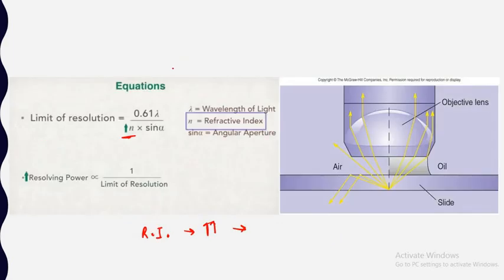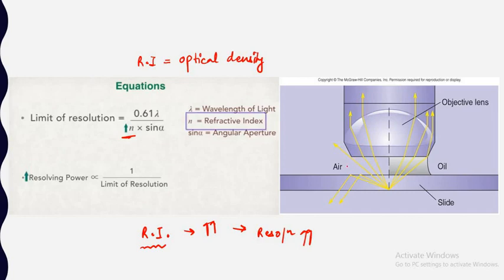Next is your refractive index, which you can represent as RI. The more your refractive index, the more the resolution. For simplification, you can take refractive index as optical density. This is the main reason we are using oil. Immersion oil is used in observing some of the specimens. Why? To increase the optical density.